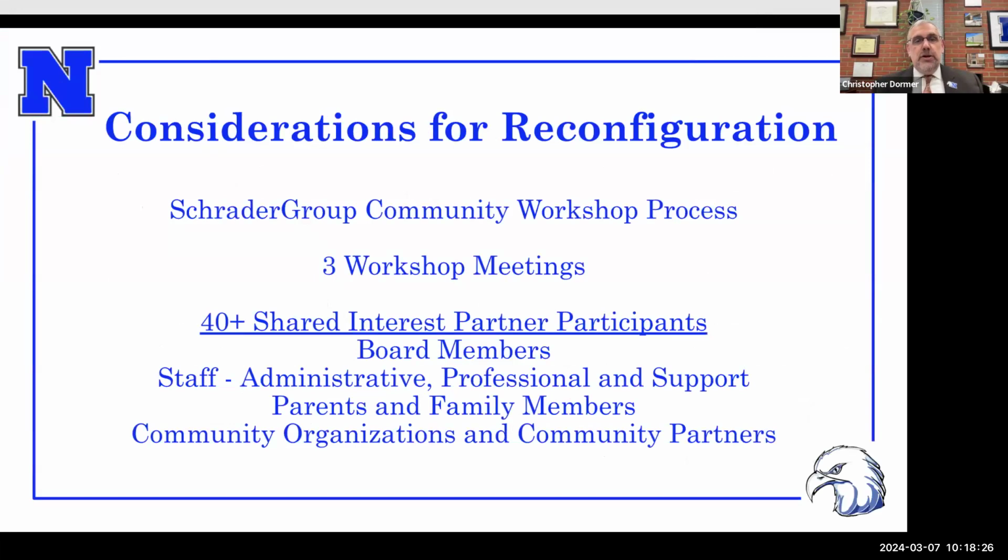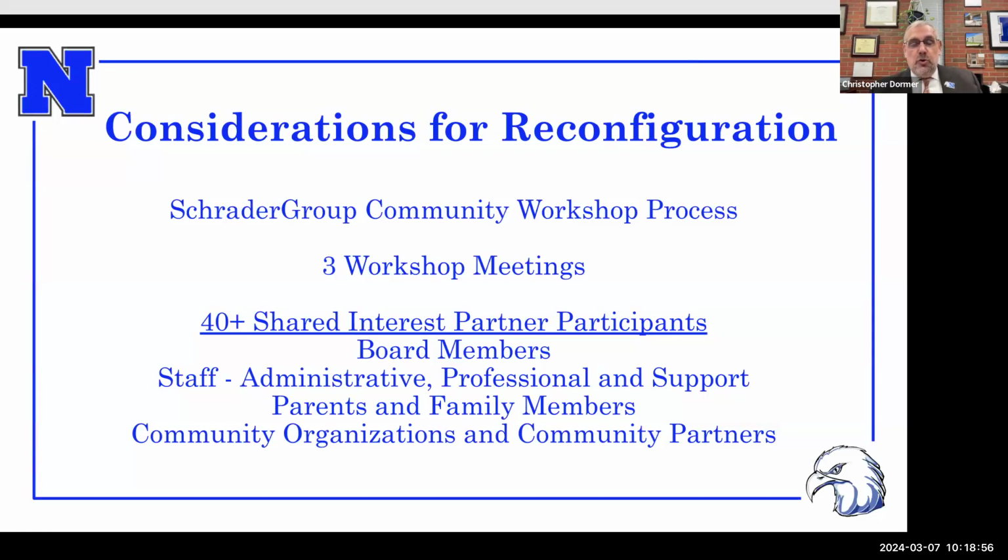So from there, we know from the feasibility study what needs to be repaired. From our enrollment study, that most of our buildings are okay, but the high school needs some immediate attention. We then, Schrader employed their community workshop process to say, what should we consider for how we use our buildings? They ran a 3-workshop series, and we were extremely excited and proud that we had 40 shared interest partner participants.